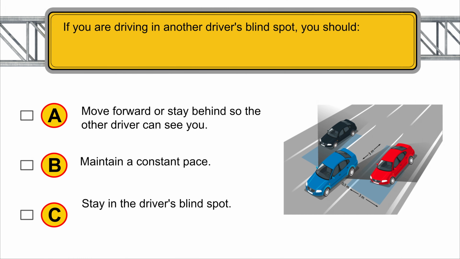If you're driving in another driver's blind spot, you should move forward or stay behind so the other driver can see you.